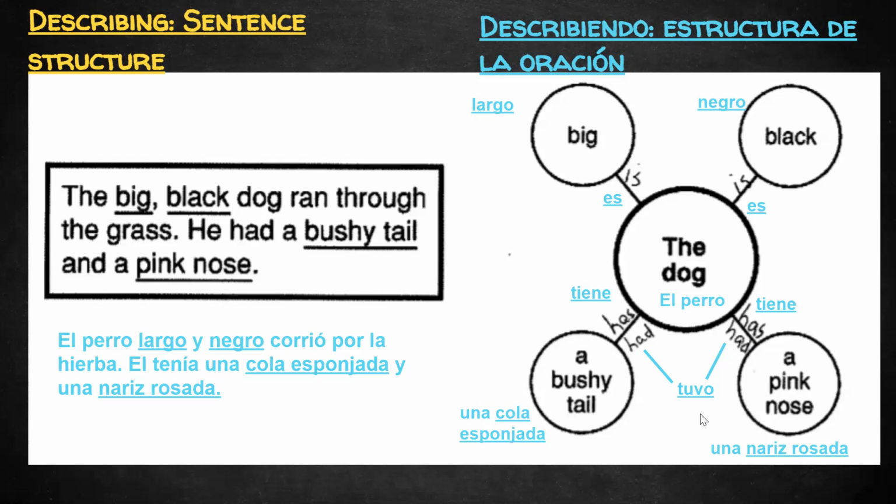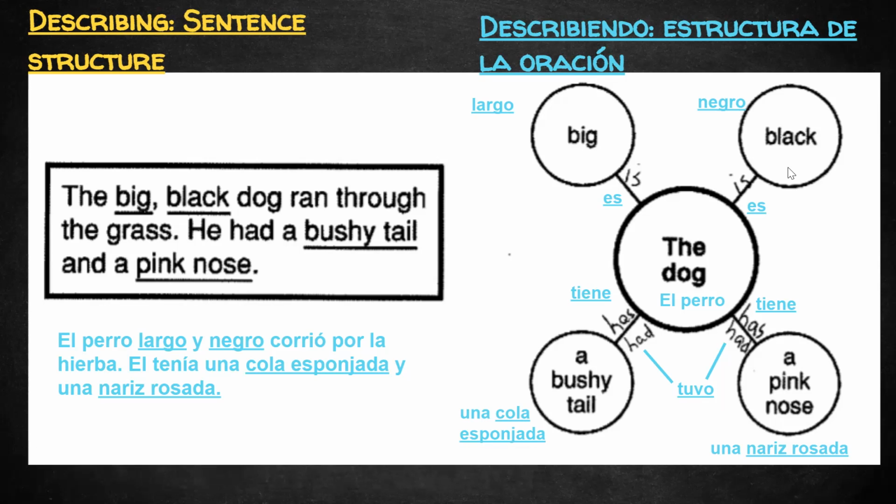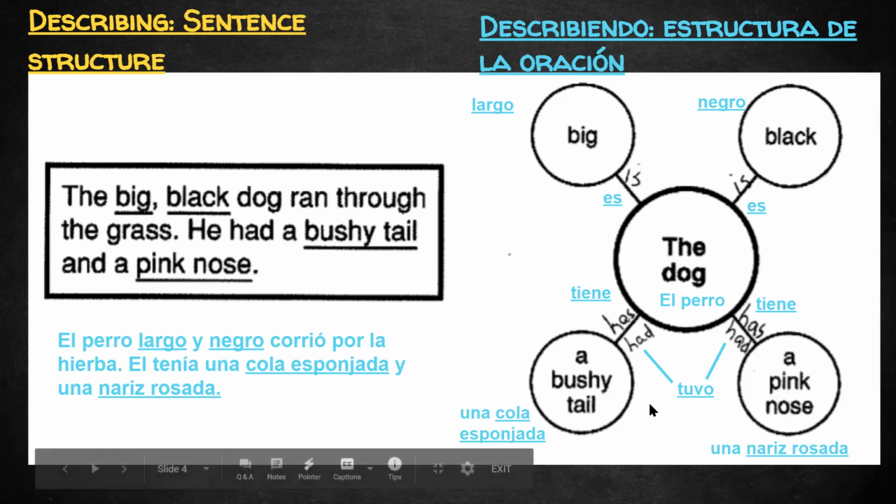One helpful idea would be to write in the verbs on the connecting lines so your child can see the differences between past and present tenses. The two bubbles up top read, "The dog is big" and "The dog is black." These are both in present tense. However, the bottom two bubbles show the differences between present and past tense. The dog has a bushy tail or had a bushy tail.